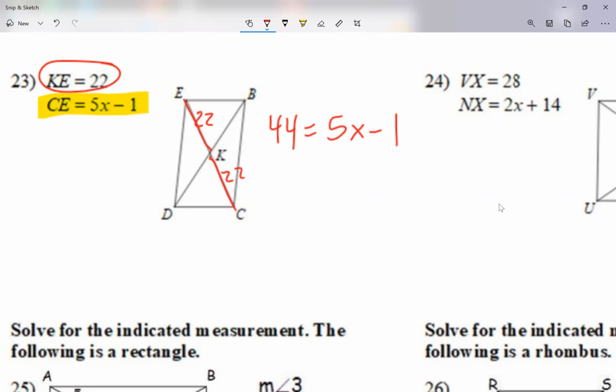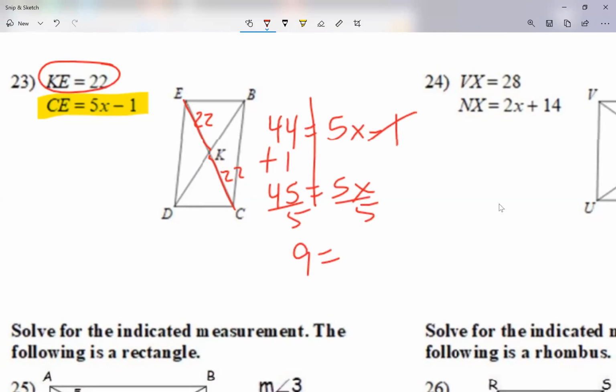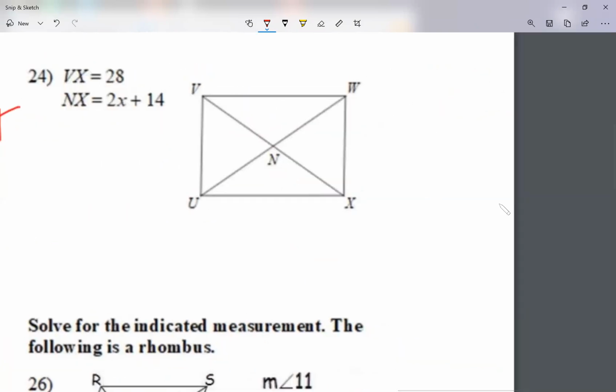My instructions will be solve for x. Okay, so this is just a simple algebra question. This minus 1, let me move it over as a plus 1. So that gives me 45 is equal to 5x. Let me divide both sides by 5. So 9 is equal to x. X is equal to 9. Not bad. Looking at number 24.